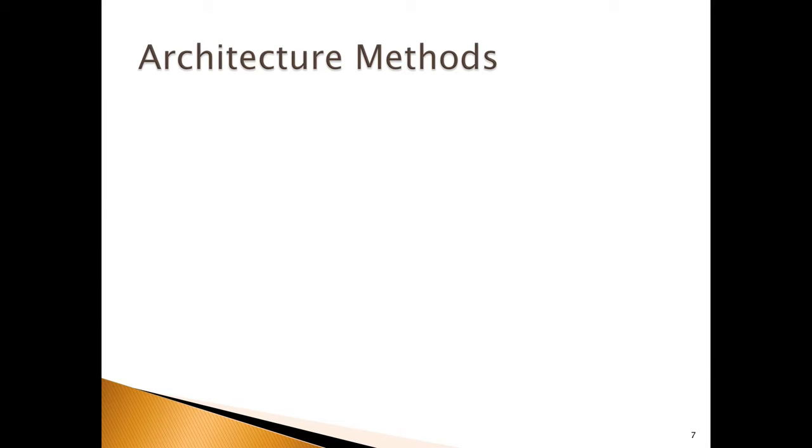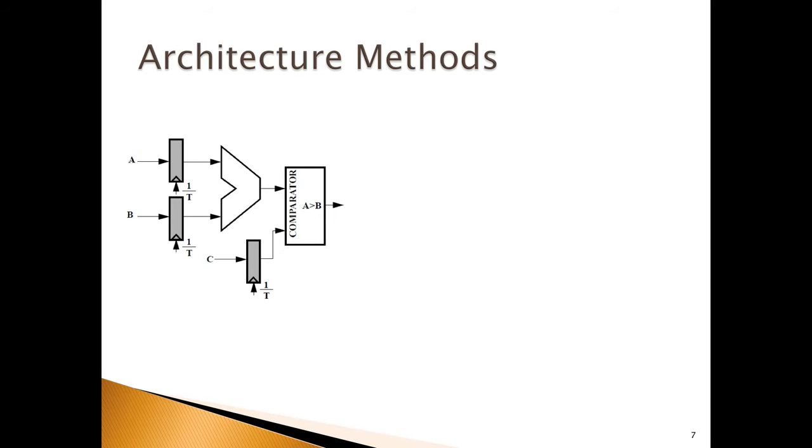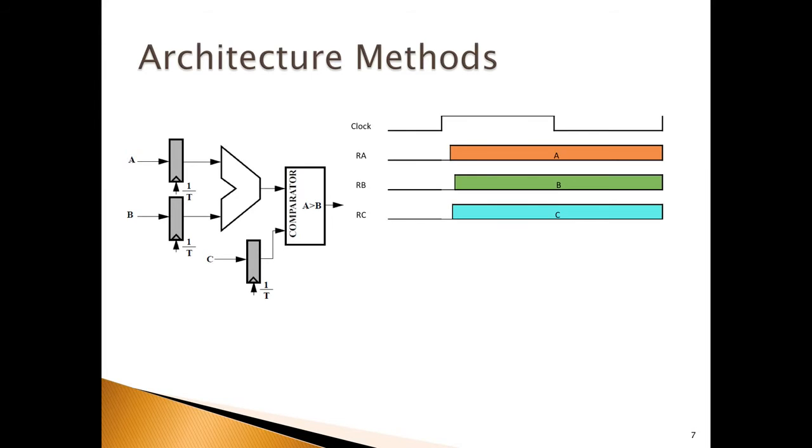To better explain both architecture methods, we will apply them to this circuit that consists of another circuit with two inputs, A and B, whose output is compared to a shared input C. We can see the output of the registers related to A, B, and C. The information is registered after a register delay. After the delay of the other circuit, we obtain its output.